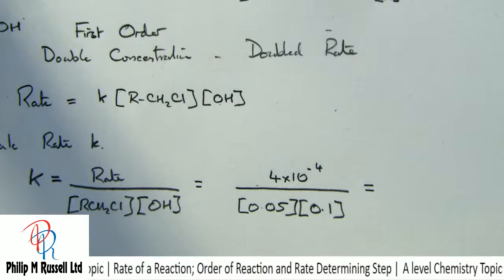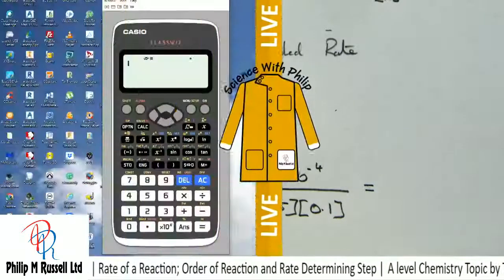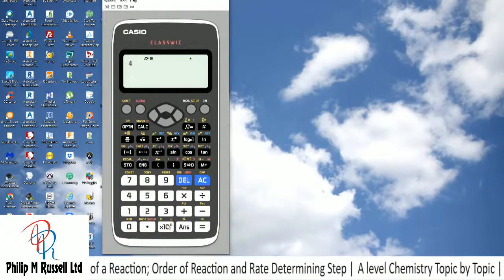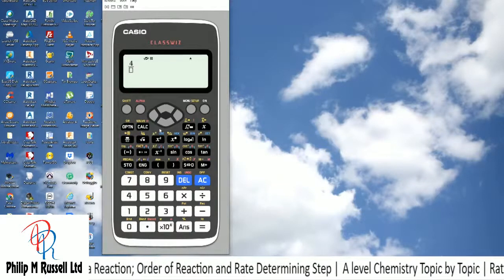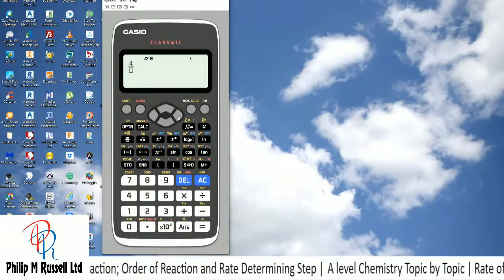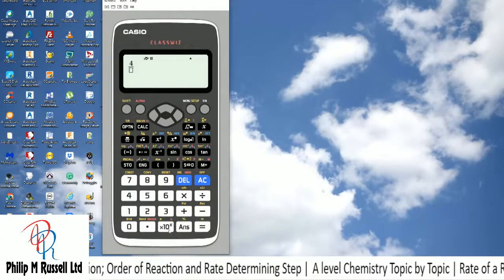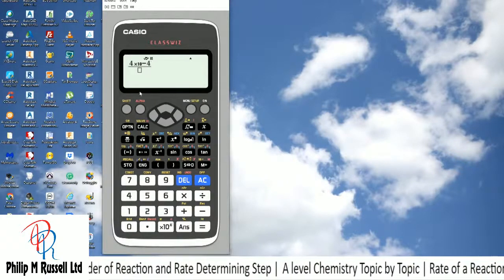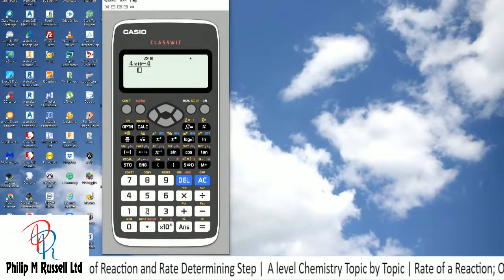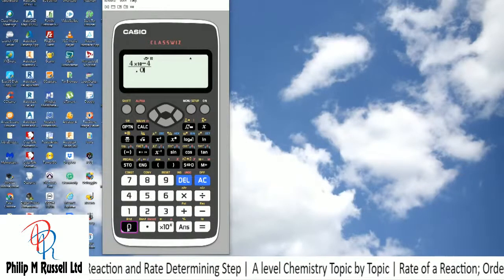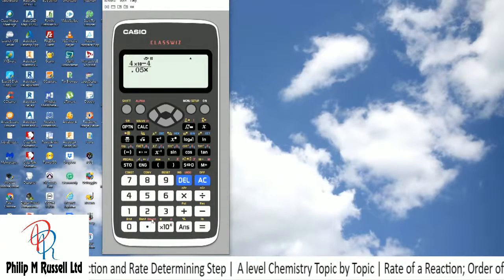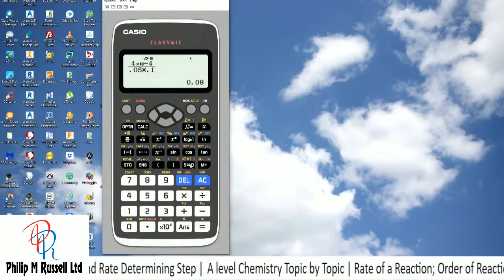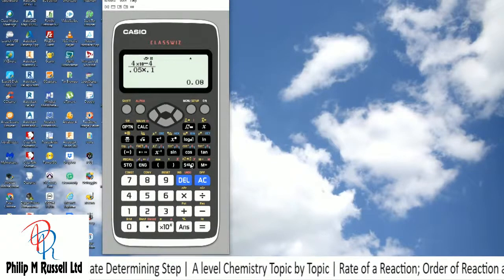So all we have to do is hop over to the calculator, and we've got our equation, which is going to be 4, and I'll put it as a fraction. So I've got 4 times 10 to the power of minus 4 all over my 0.05 times 0.1, and this will give me my answer, which is 0.08.